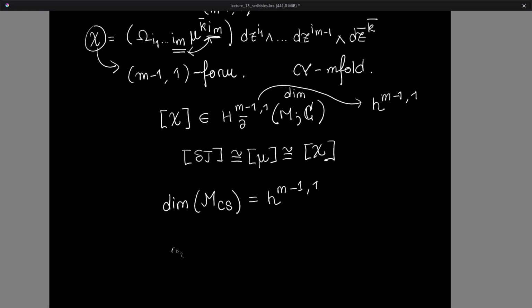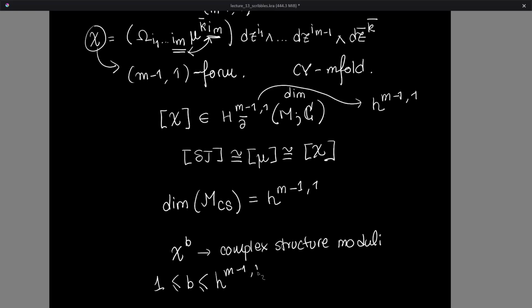we're just going to call these chi A. We're going to call them, in fact, let's call it chi B, because that B runs over more indices than A. So let's say that chi B are the complex structure moduli, and B runs from 1 to h^{m-1,1}.